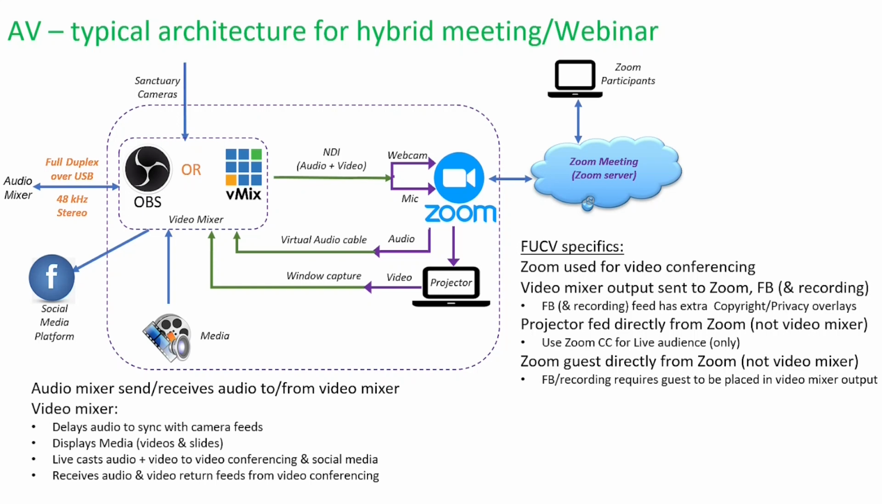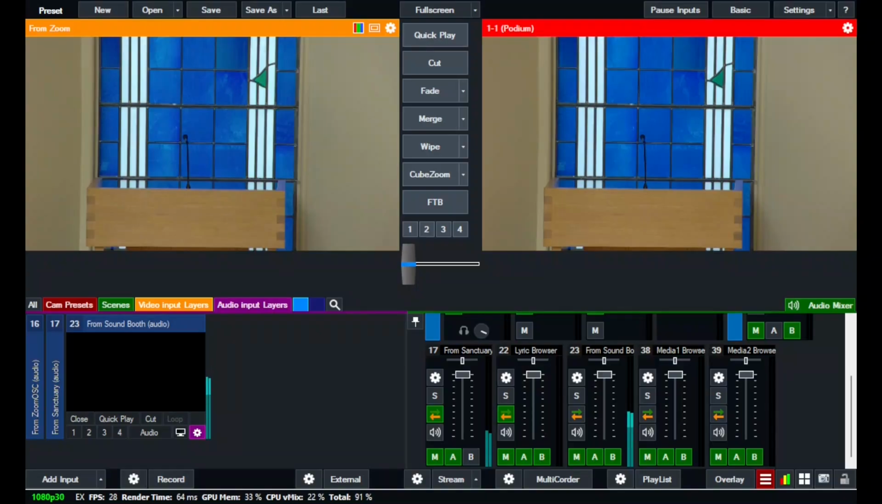However, the guest has to be placed in the video mixer output to be seen on Facebook or in the recording. But placing the guest in the video mixer output creates video feedback. I'm going to show you a simple example of video feedback when using a single Zoom client in a production.